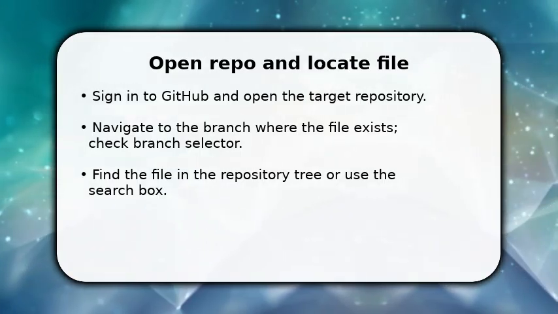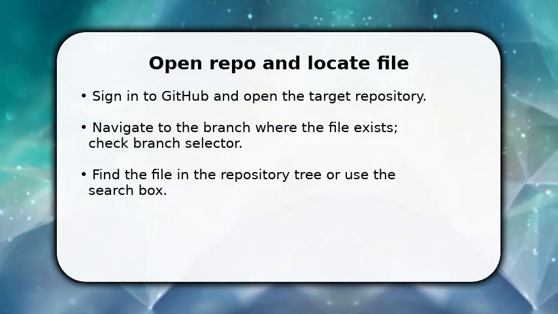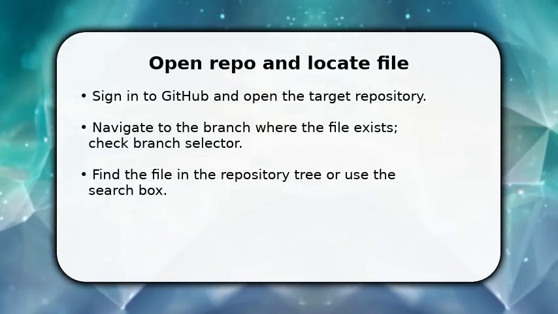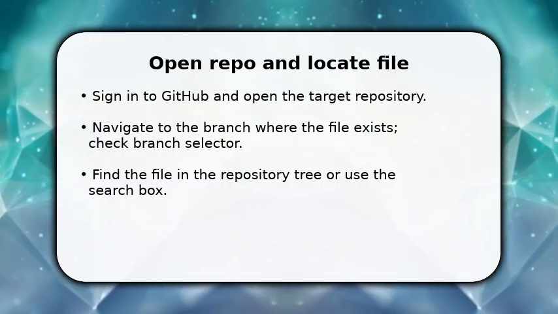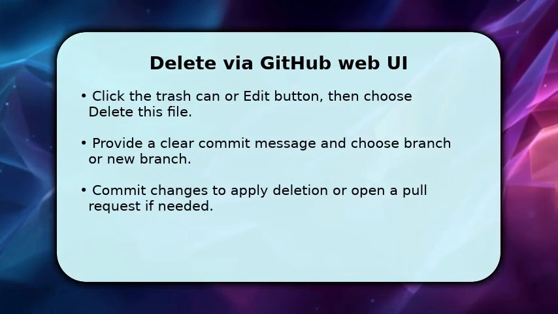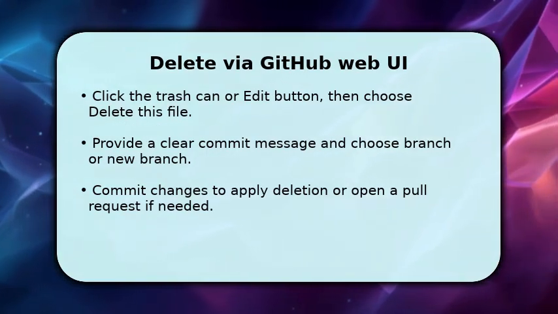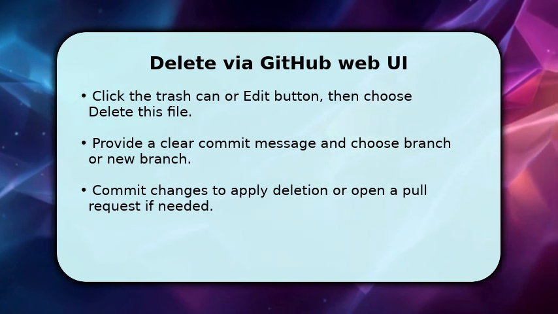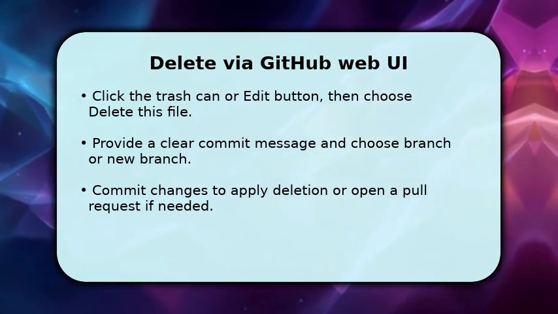file view. Make sure you have write access. If you don't, request a collaborator or fork the repo before proceeding. From the file view, click the trash can icon or the edit button and then the delete this file option. This triggers a commit that records the deletion.